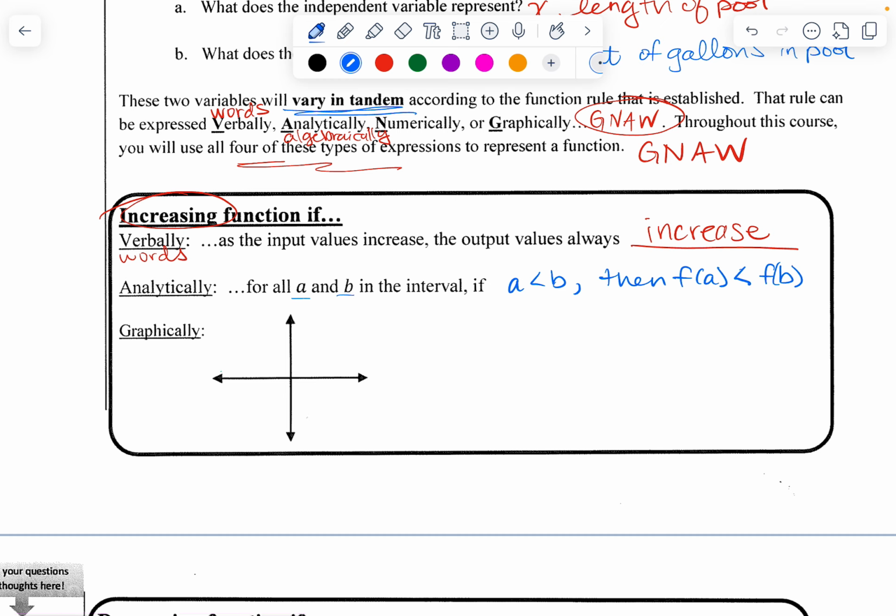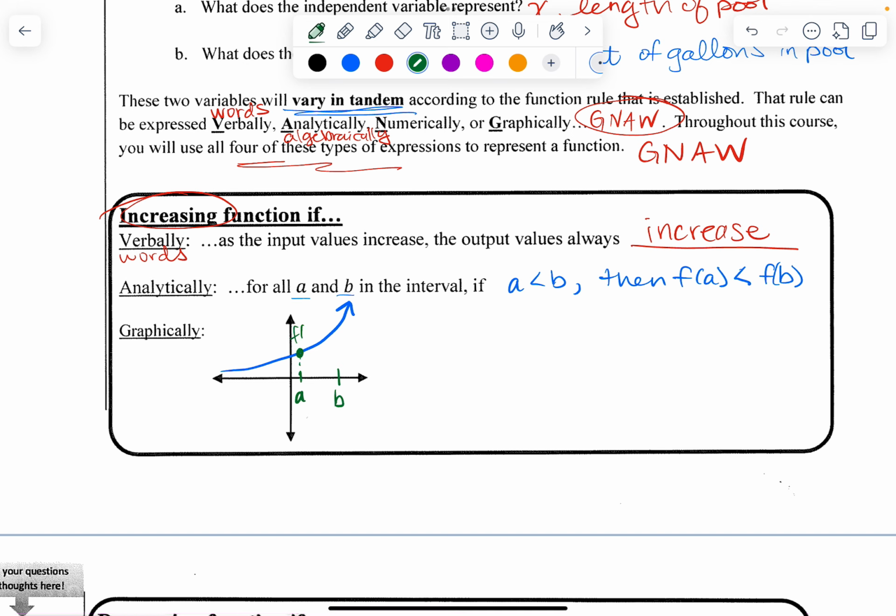And graphically, let's look at this. Okay, so if here's an increasing function, here's a value, we'll call it a, it could be anywhere on the x-axis, and a value b, which is greater than that value of a. I'm going to follow these up to the function.